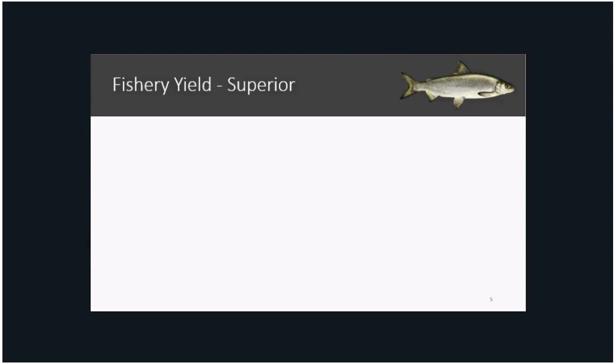I'm going to show you plots related to yield, recruitment, average age in the fishery, growth, and mortality. All of these things tell a part of the story. And after I show you Lake Superior, I'm going to show you similar graphs for the lower lakes, just for comparison. So first off, yield.